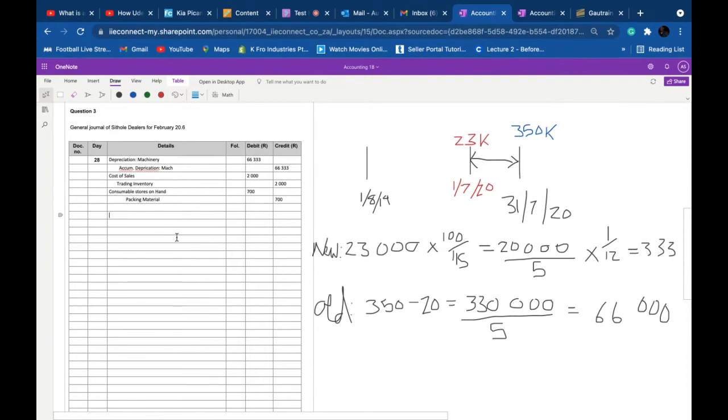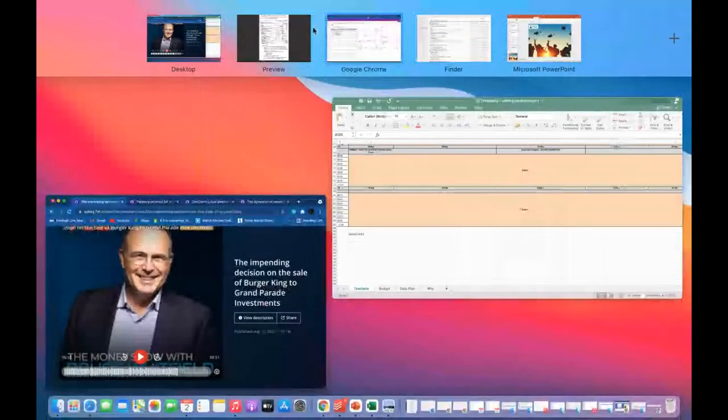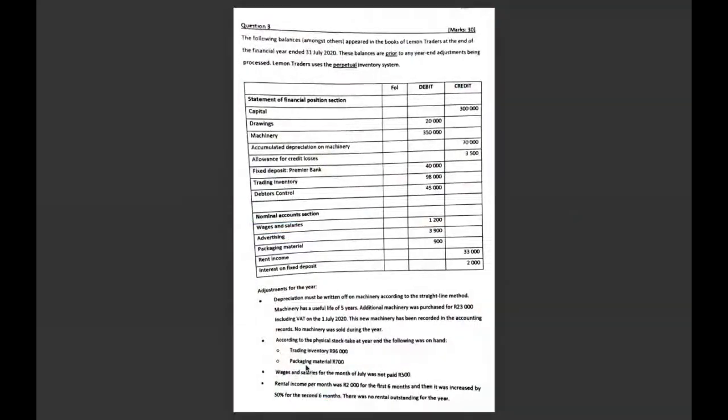Okay. I think at this point, the general journal is something that you guys should be very comfortable with. Okay, I think we've done so much of that, not only in 1A, but also in 1B. Okay, let's go back to our question and see what they're asking there. Next bit, they said wages and salaries for the month of July was not paid, 500 Rand.